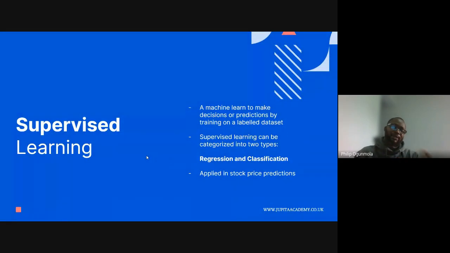Under supervised machine learning, a machine learns to make decisions or predictions by training on a labeled data set. What do I mean by a labeled data set? When we were very young and taken to school, they always taught us A for apple, and you see a picture on the board with the letter A. They say A for apple, it shows the picture, B for ball, it shows the picture, C for card, it shows the picture, and that is what we call a labeled data set.